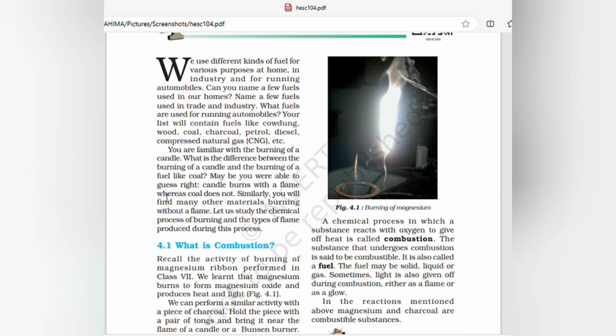Maybe you are able to guess right. A candle burns with a flame, whereas coal does not.